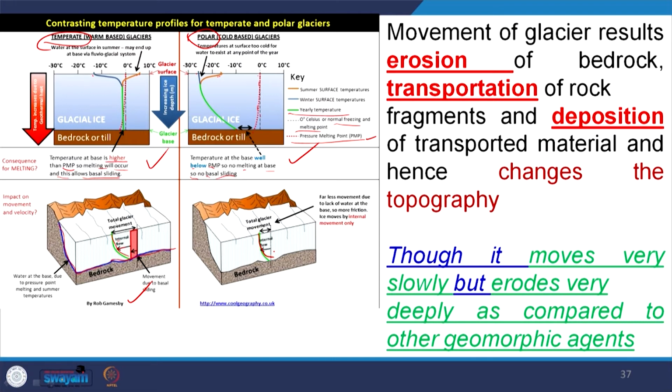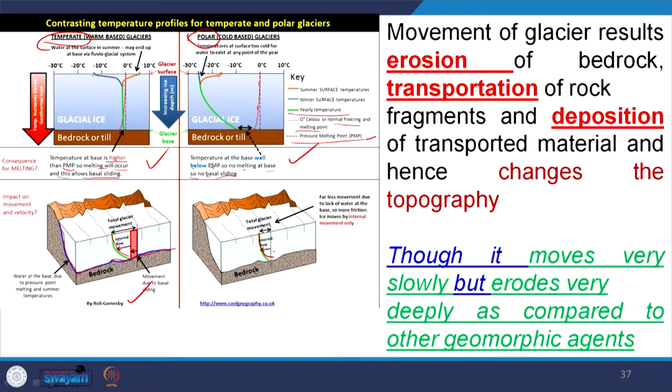Movement of glacier results in erosion of bedrock, transportation of rocks and fragments, and deposition of these transported materials, which changes the topography. So, there will be both erosional topographical change as well as depositional topographical change. So, erosion, transportation and deposition occur by this glacier, like other geomorphic agents such as water and wind, which also erode, transport and deposit material.